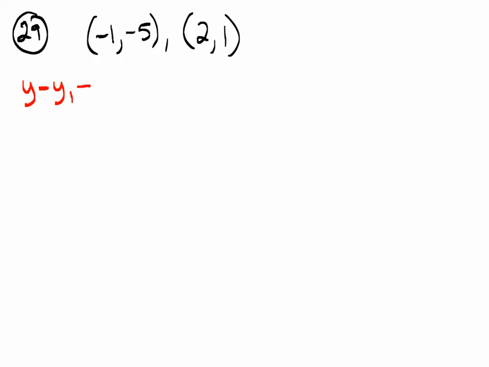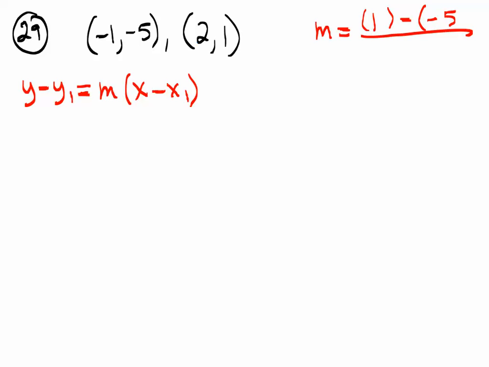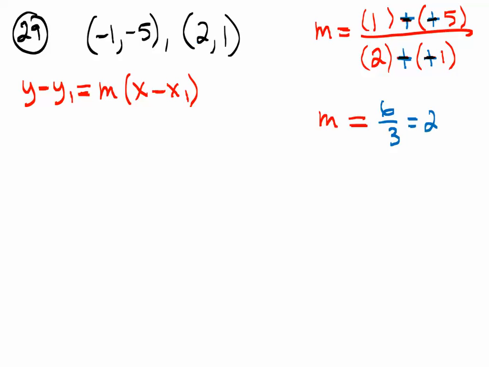Again, the equation we want to use, but we can't, is right here. So then we have to move off and find the slope first. Hopefully you did something like that already here. 1 subtract a -5, and again, adding 5 instead makes a 6. And then 2 plus 1 makes a 3, so I got a slope of 2.